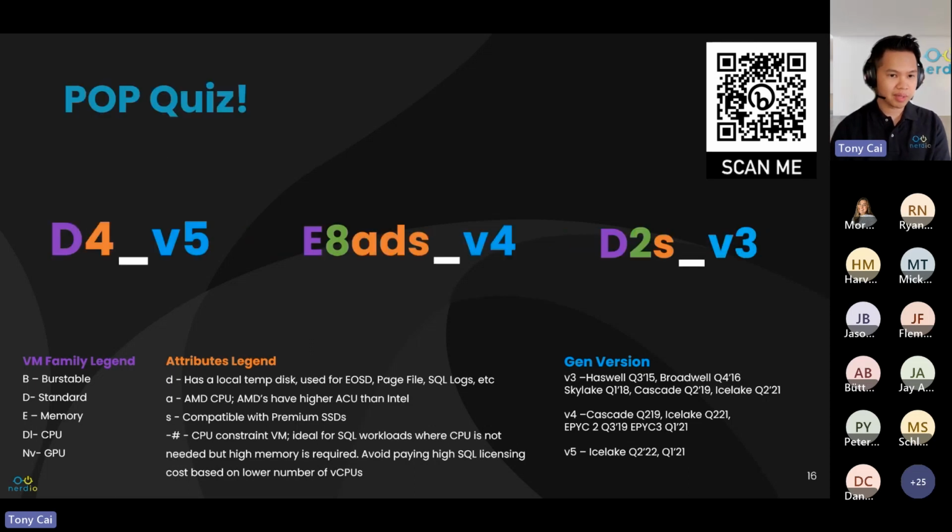All right, so I'm gonna skip the pop quiz because I was gonna quiz you guys on what these mean. I usually do that in class. And if you look at the scan me code on the top, that's our link to our cheat sheet. It gives you this and way more information about how to pick the right size VM and storage.